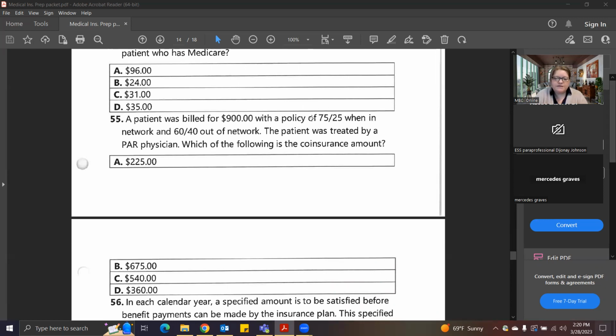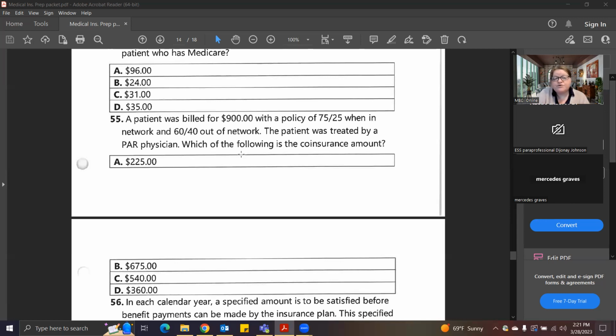The insurance policy, the 75/25, is just like that 80/20 we were just talking about, right? The insurance company is going to cover 75%, the patient's going to cover 25%. And that's when in network. So that's for a participating provider. For a non-participating provider, or non-par provider, they're going to pay 60/40. The insurance is going to pay 60%, and the patient is going to be responsible for 40% if that provider is non-par or not participating. In other words, not under contract with that insurance company.